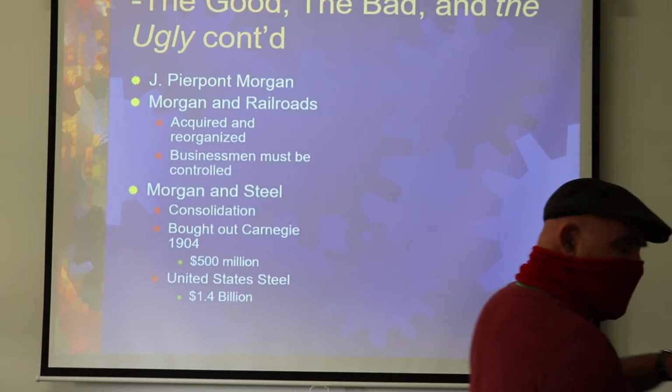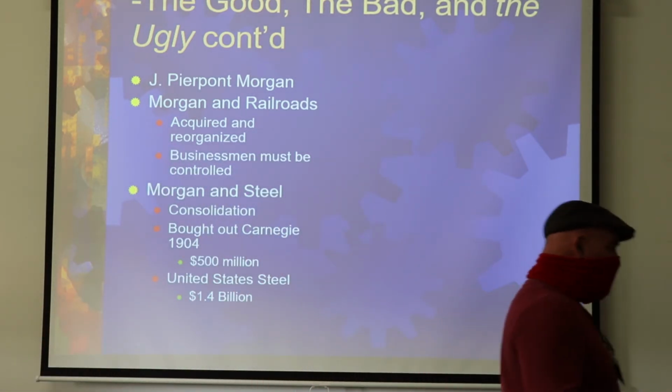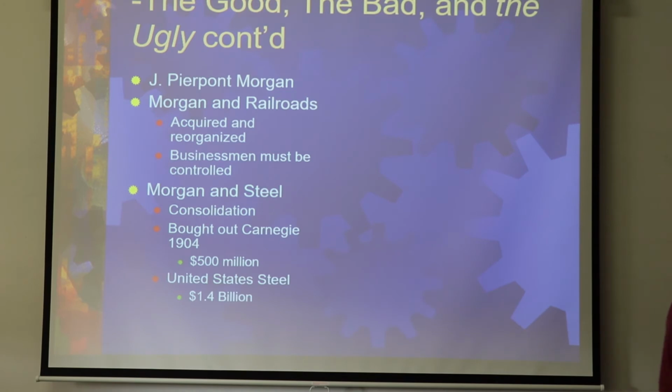Then he takes the other steel companies that he's bought, collects them all together, and forms U.S. Steel, which was valued at $1.4 billion, making it America's first billion-dollar company. And it actually was up and running until the 1970s. And there was talk of it reopening its doors under Trump.